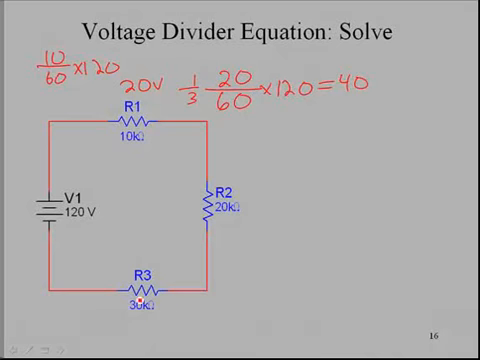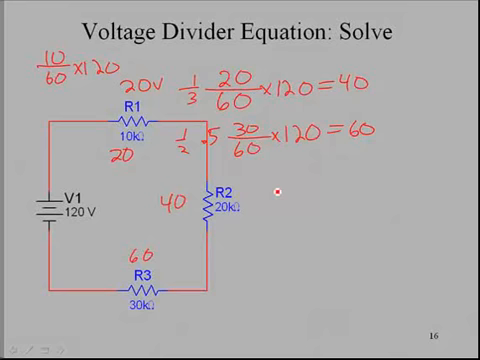And then we have the final one, R3: 30 over the total resistance of 60K times 120. This is 1/2, or 0.5, so it's going to be half of 120, which is about 60 volts. And so in this circuit, we have a 20 volt drop here, a 40 volt drop here, and 60 here. If we add these up, 60 plus 40 plus 20, guess what? 120 volts, and that equates to our applied voltage.